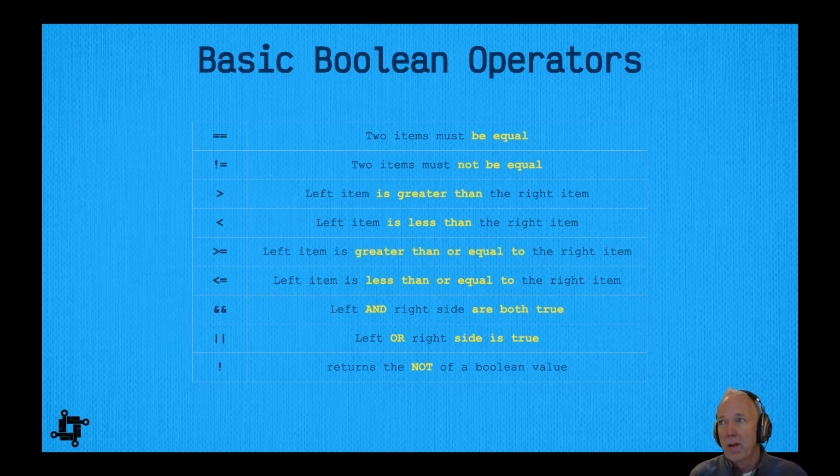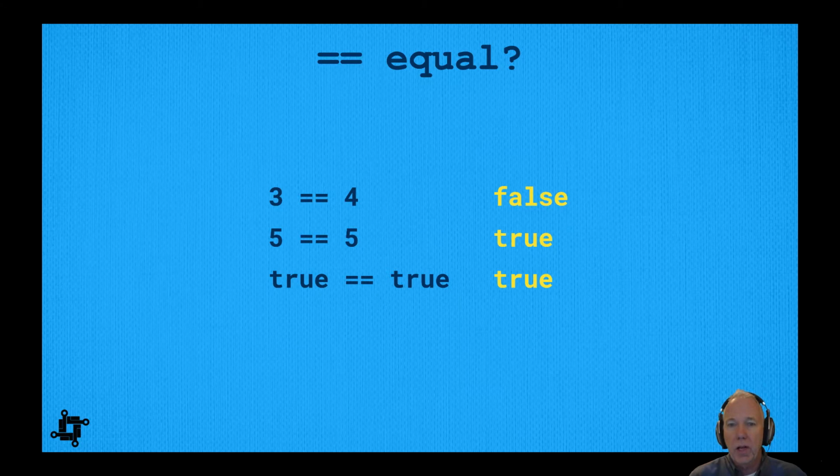So for example, if we wanted to say, is something not true, we would use the not and the exclamation point. So let's dive into these individually in a little more detail. So let's first look at equality. So this is not gets the value of. This is not an assignment. This is basically asking a question.